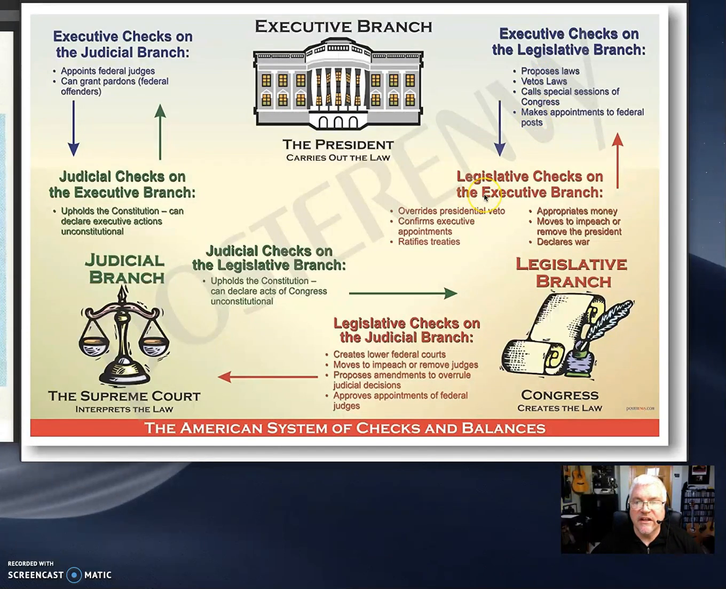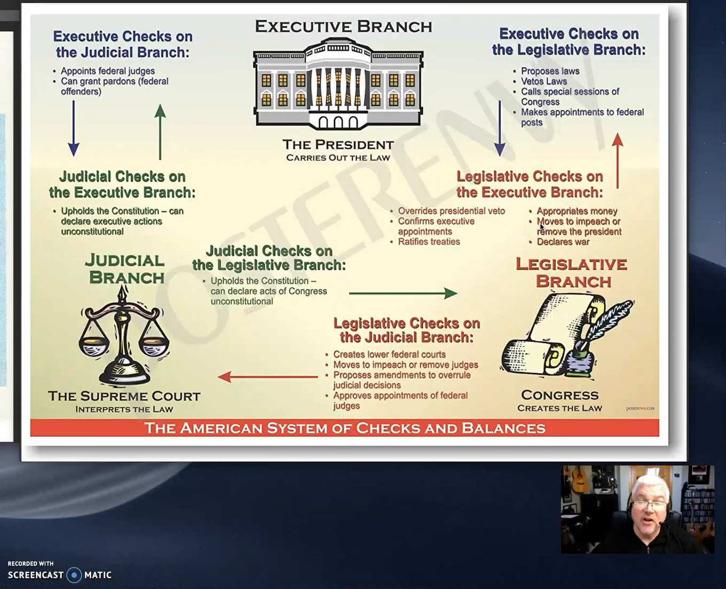And we know the legislative checks the executive branch by overriding a presidential veto. It has to confirm executive appointments. It has to ratify treaties. It appropriates money. That's important. Sometimes the executive branch issues an order, but that requires funding. That money's got to get appropriated by Congress.